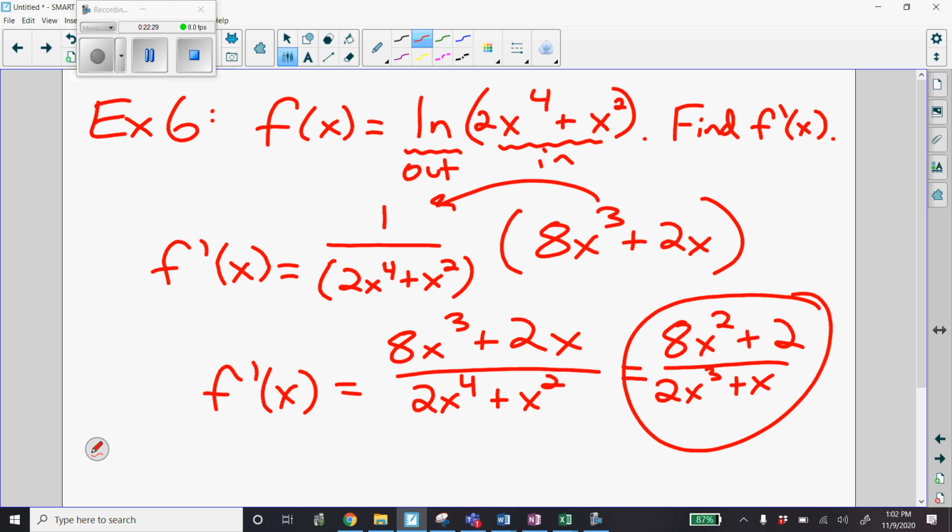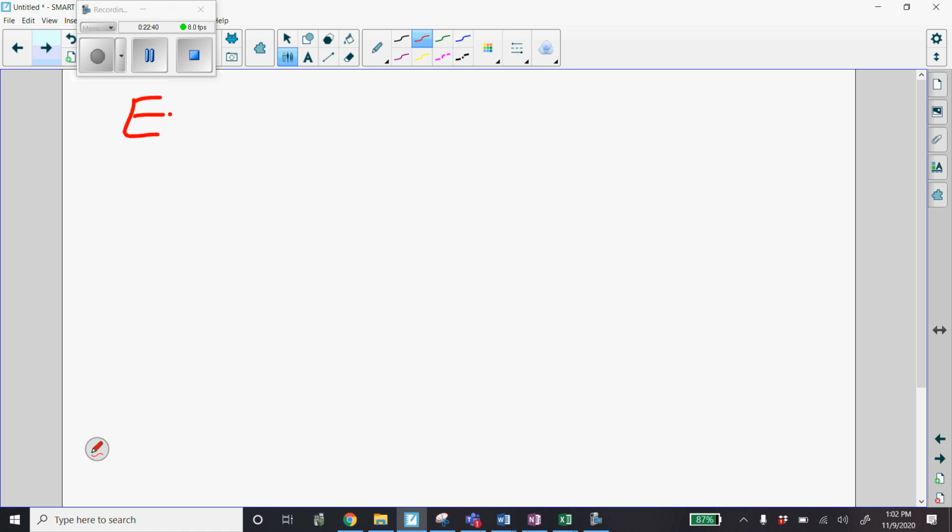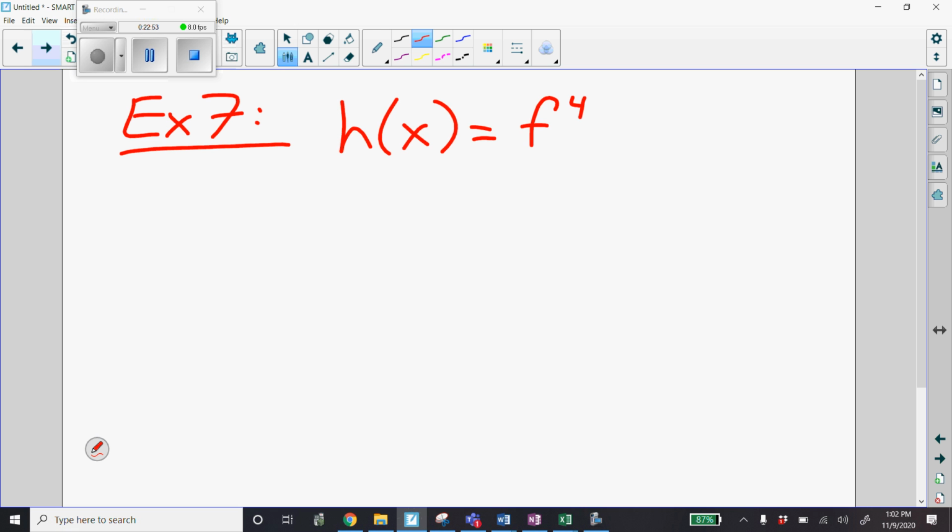Okay. Now, I talked about some notation before. Just one more quick example, and then we'll be done. I just want to show this so we can do some problems in class on it. It's kind of fun. What if they said h of x equals, how would we read that? Well, I'd read that as f to the fourth of x. Find h prime.